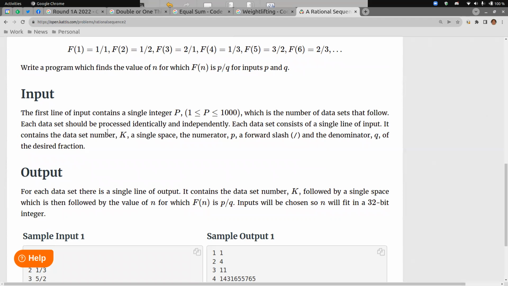And because they never tell you what to do if the answer is impossible, you can assume that the answer is always possible. Whatever fraction they give you, there's always an answer. The only thing they'll say is that inputs will be chosen so that the index n you produce will fit in a 32-bit integer. Okay, so that's the problem.